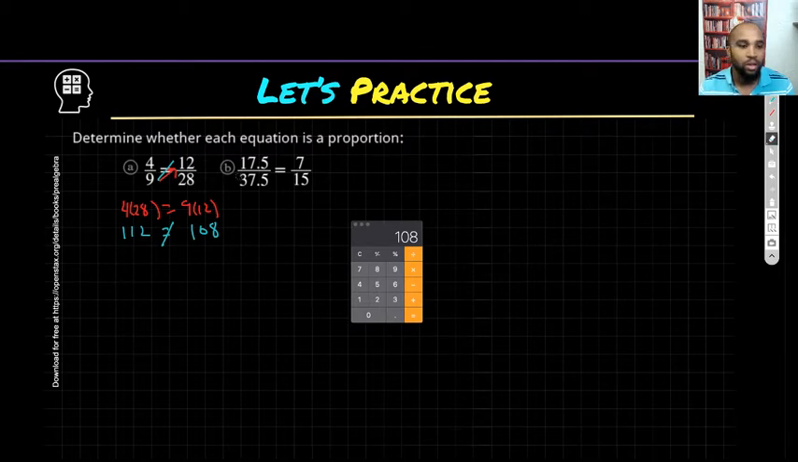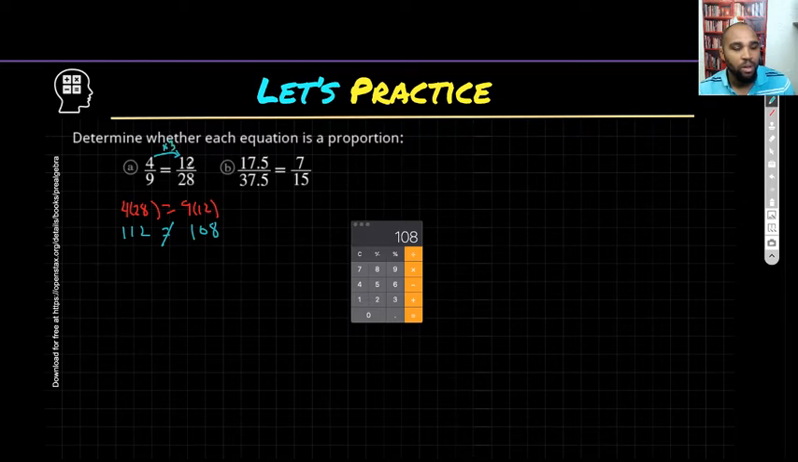Like I was saying earlier, since I know how a proportion works, that means you need to be able to multiply by the same factor. Since we're saying 4 is to 9 as 12 is to 28, they're being multiplied by the same factor. In other words, if it's getting twice as big on this side, it needs to be twice as big on this side. Or if it's twice as big from 4 to 12, it needs to be twice as big from 9 to 28. In this case, I'm looking at 4 and 12, and I notice that it's 3 times bigger.